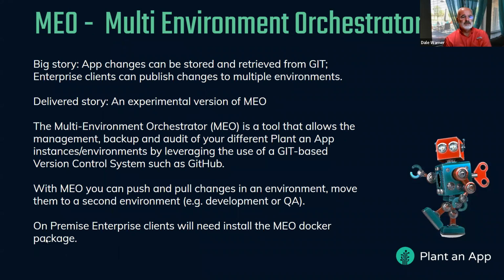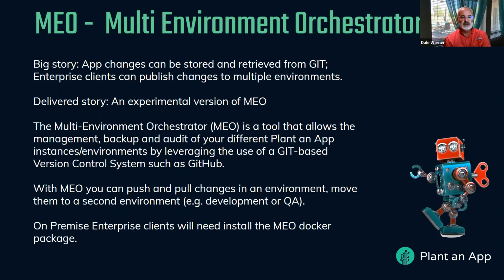I won't be demonstrating this, but we have the Multi-Environment Orchestrator, and this is part of our big story where application changes that you make in one application can be stored and retrieved to and from Git, and that enterprise clients will be able to publish changes to multiple environments. So what we're delivering is an experimental version of MIO, and MIO is a tool that lets you manage, back up, and audit your different Planet app instances by using Git.